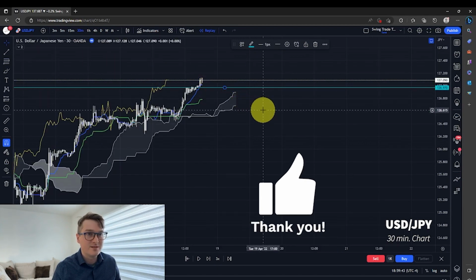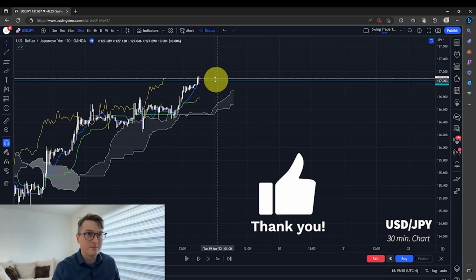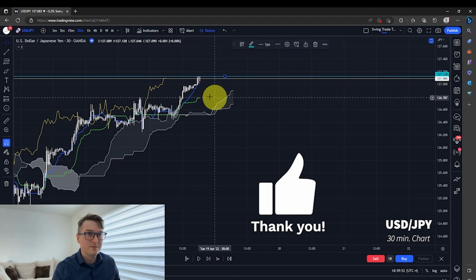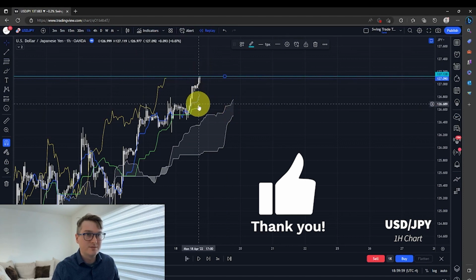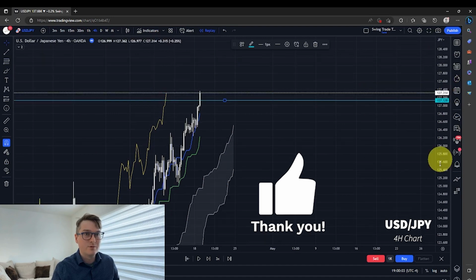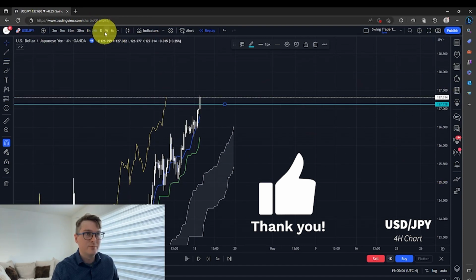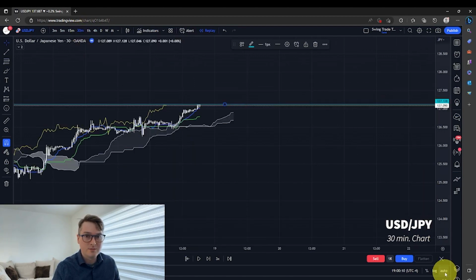How's the 30-minute chart looking? 30-minute chart's looking pretty good. Now, if we can break above here, this is a good cloud here, and once price closes above this level, all the lines are going to be up. This is a good cloud on the 4 hour, and we already know the daily and the weekly are looking good. So let's get back down to the 30-minute chart.